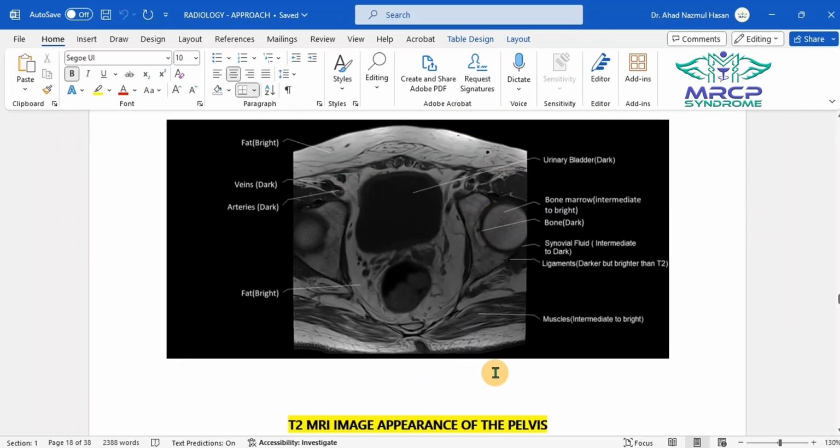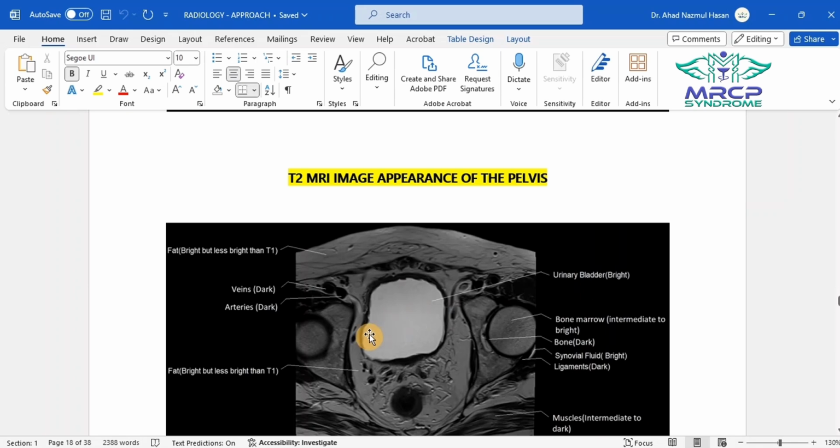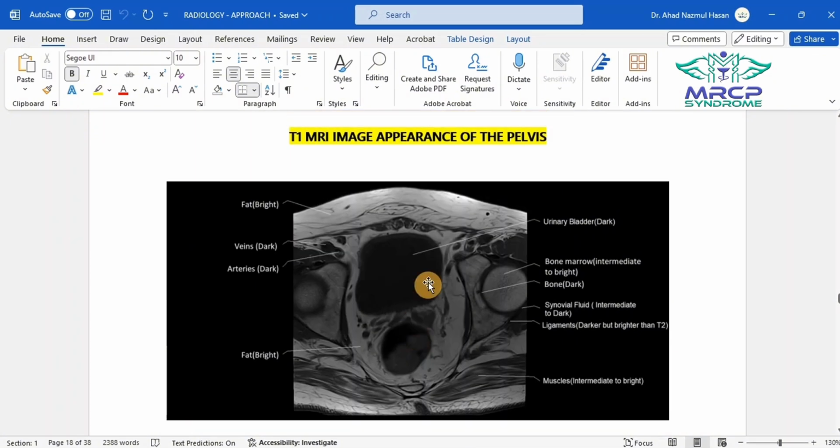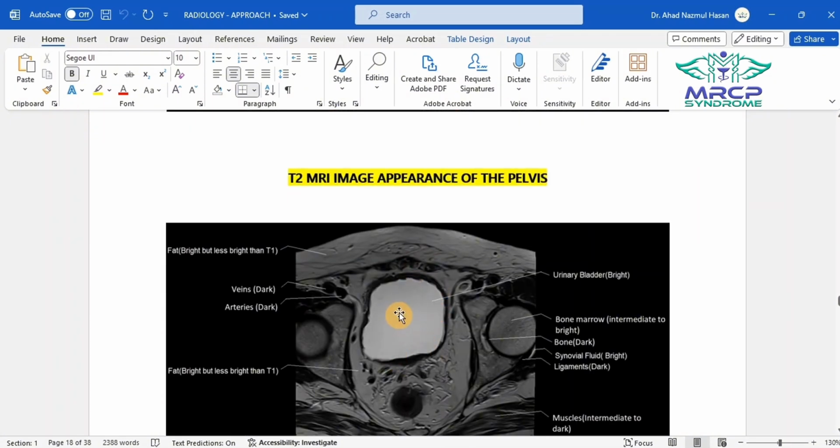So is this T1 or T2? T1. So the urinary bladder is dark. So this is T1. And in T2, look here, this is not contrast. In T2, the urinary bladder will look hyperintense. So looking at the bladder in a pelvic MRI, if the bladder is black or dark, this is T1. And if the bladder is hyperintense or white, this is T2.